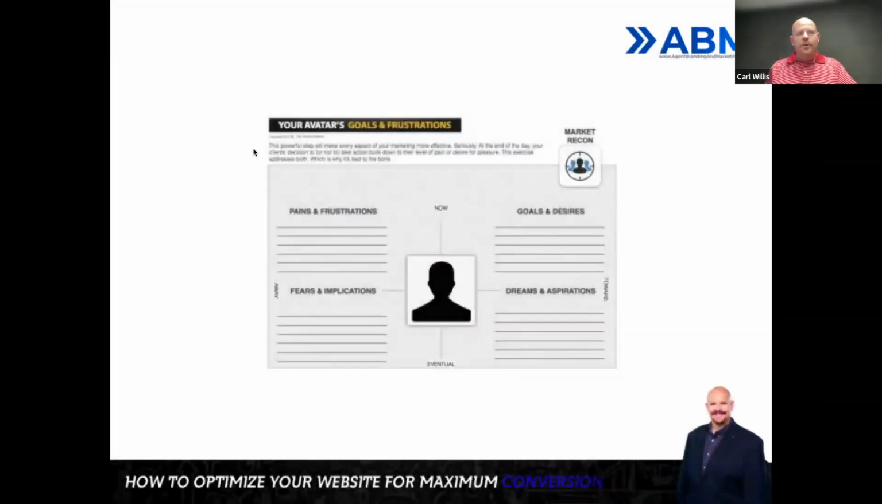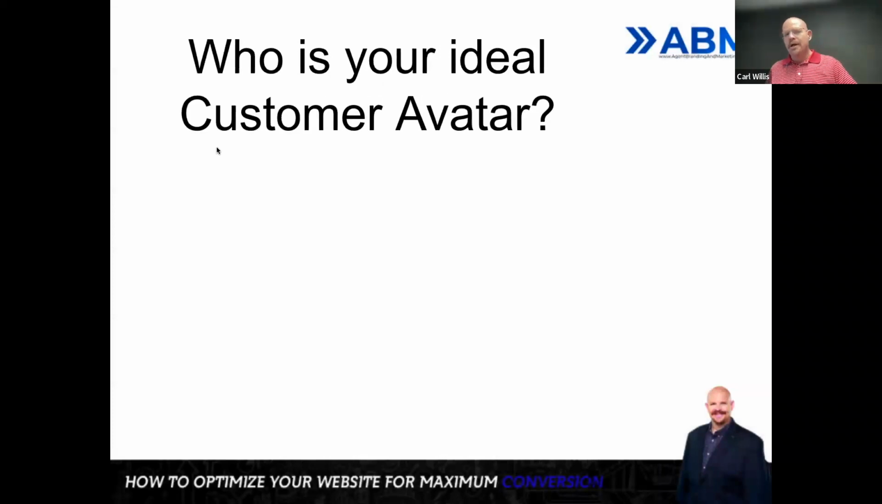And so the way we do that is we develop a customer avatar. In our avatar, we're going to look at their pains and frustrations, their goals and desires, their fears and implications, and their dreams and aspirations. One of the things that is going to be very valuable to you is to go through this exercise at some point and figure out your ideal customer avatar. Because the easy answer is, well, everybody should be my customer. No, there's a certain type of person that is ideal for you and for your business. And that's who we want to hone in on, because that's the person we need to speak to.